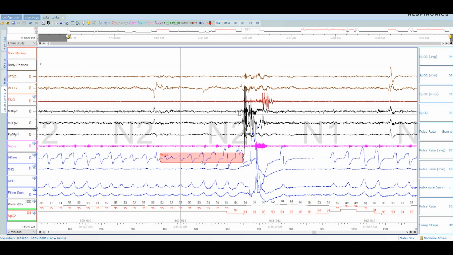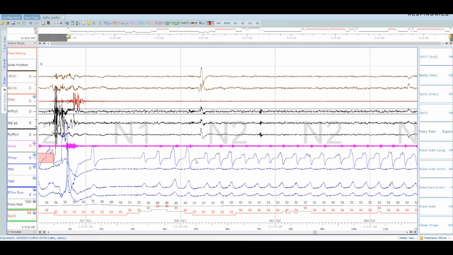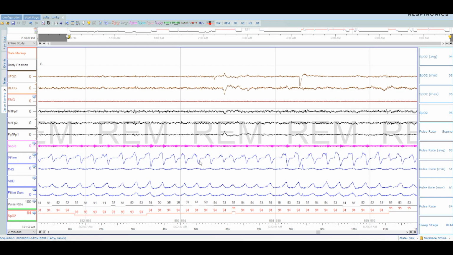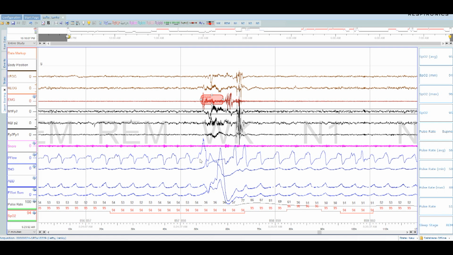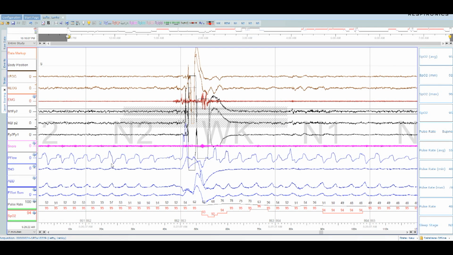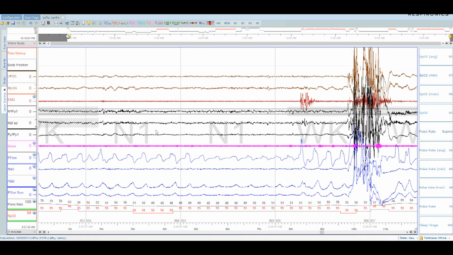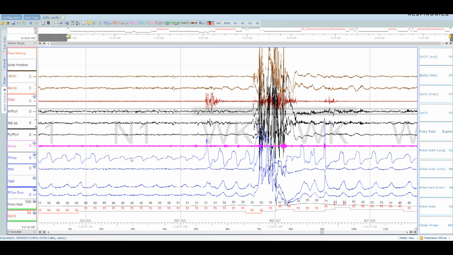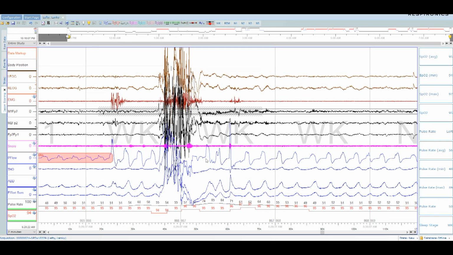Decrease in airflow, arousal, desaturation, which is not really required, but just more feathers in your cap. That's a RIRA. That is a nothing. Just an arousal. So this desaturation came after the arousal. This is mostly movement related. As you can see, the time marker, it's just an arousal. That is Aurora.